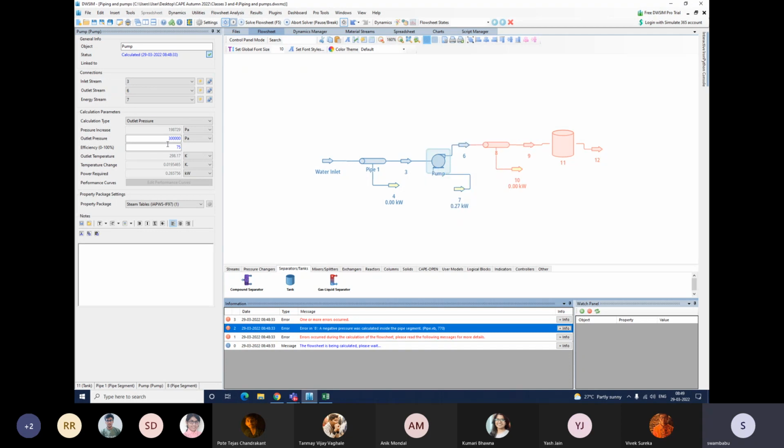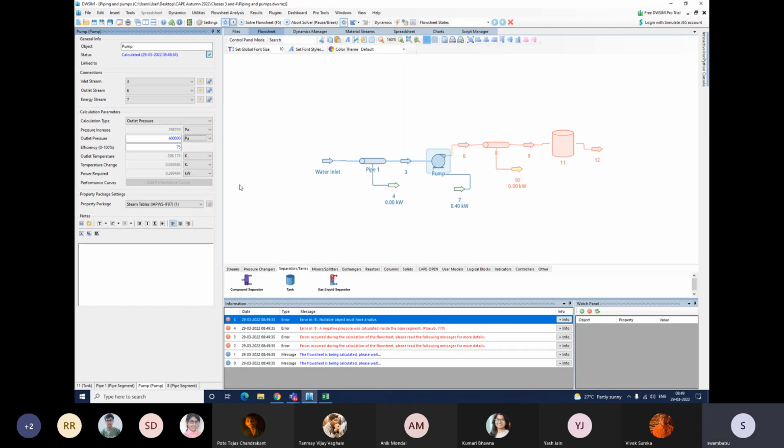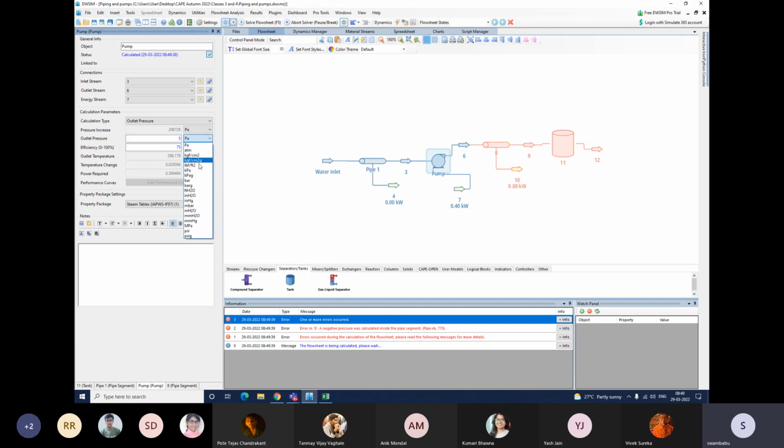That means I have set a 3-bar pressure, and this is not sufficient. The pump is not sufficient to reach the top level. Whatever outlet pressure I'm giving is not sufficient to reach this water level. So I need to increase it higher. Let's say 4 bar, and we run the flow sheet. Again, a negative pressure was calculated inside the pipe segment. Now we'll go for 5-bar pressure.